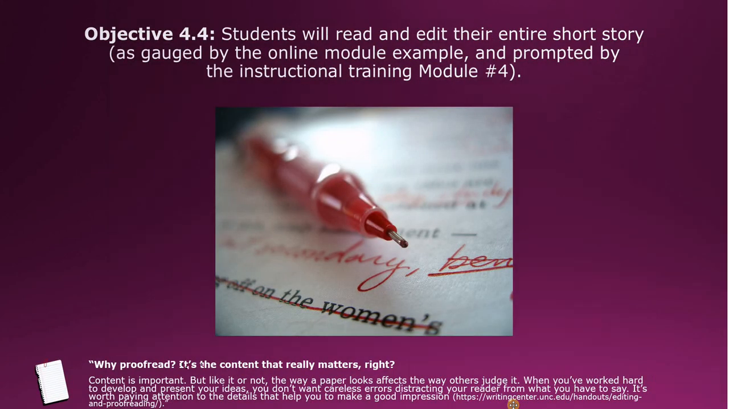Objective 4.4. Students will read and edit their entire short story as gauged by the online module example and prompted by the instructional training module number 4. Take a moment and look at the note below and reflect. Why proofread? It's the content that really matters, right? Content is important, but like it or not, the way a paper looks affects the way others judge it. When you've worked hard to develop and present your ideas, you don't want careless errors distracting your reader from what you have to say. It's worth paying attention to the details that help you make a good impression. And that is the power of proofreading.